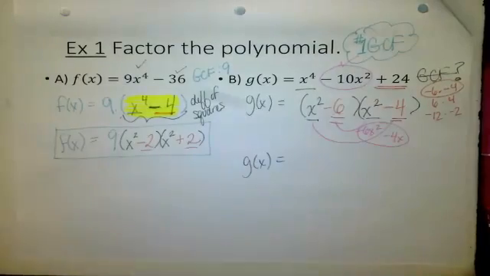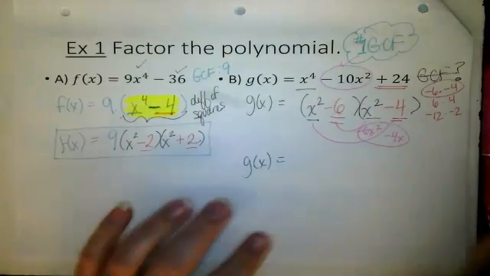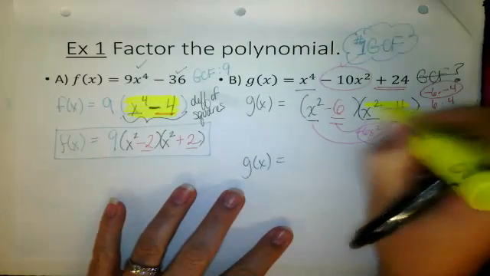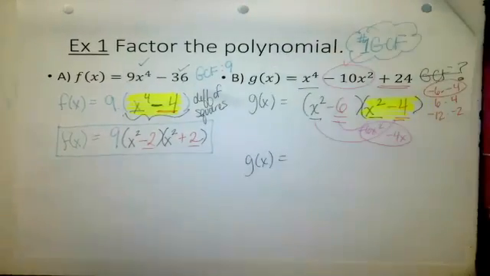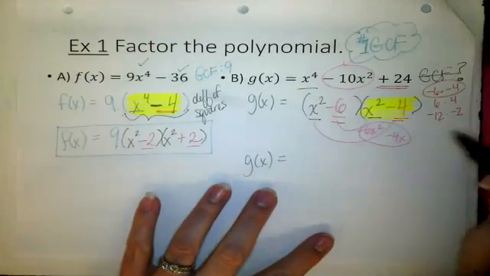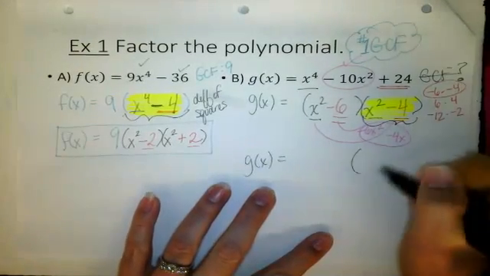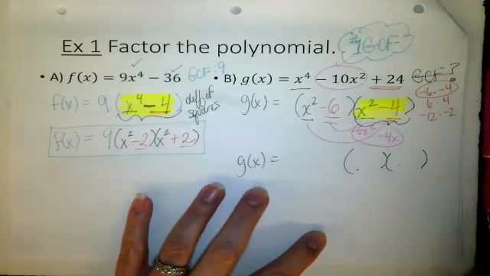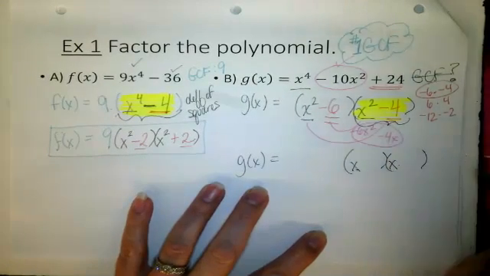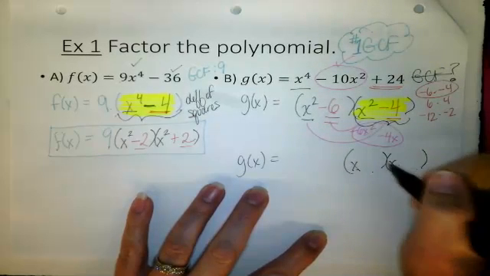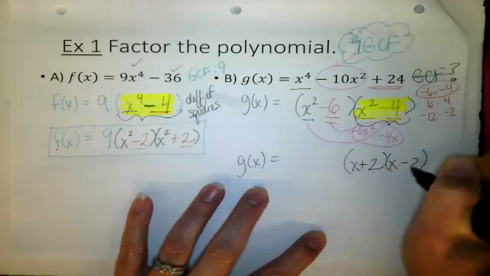We're not done because I wrote g of x again. Why aren't we finished? x squared minus 4 is difference of squares. So that factors further. So I'm going to expand that again. What times what is x squared? x times x. And then what times what is negative 4? Positive 2 and negative 2.